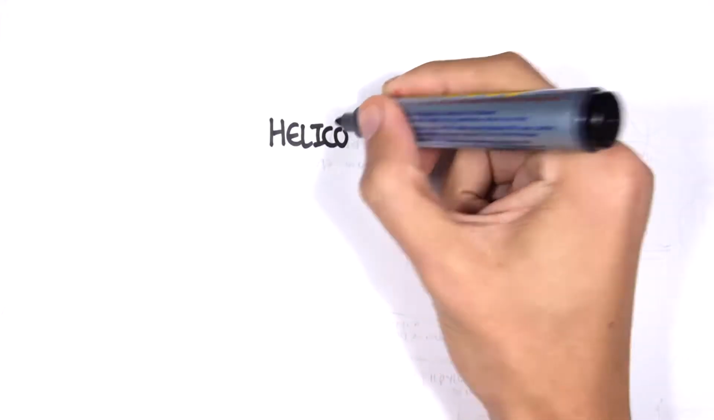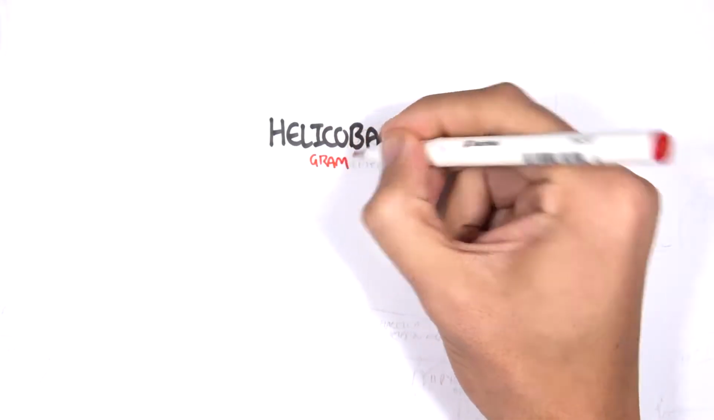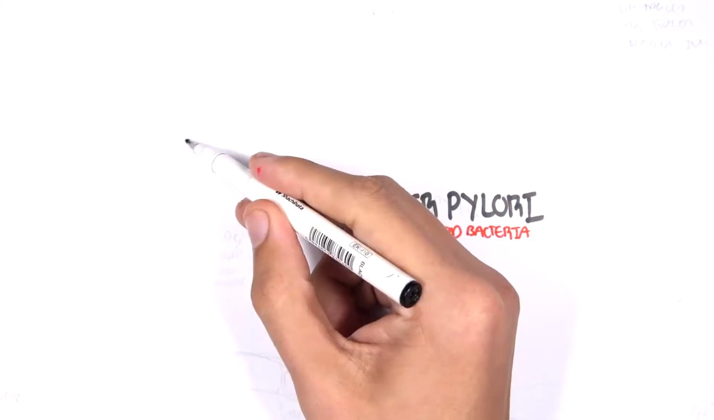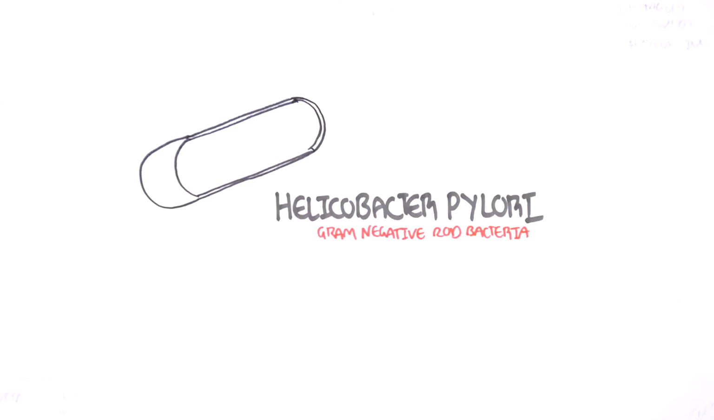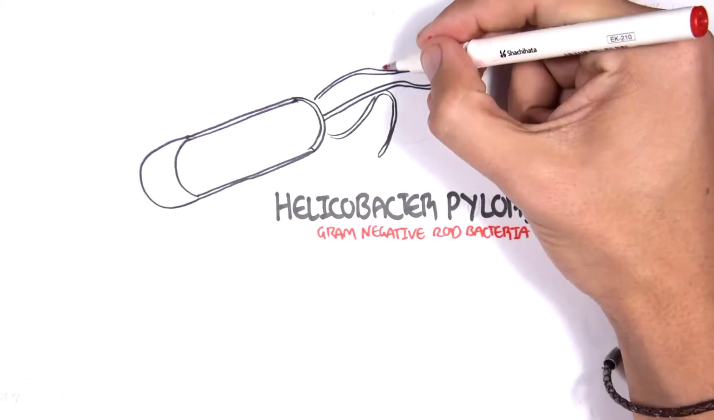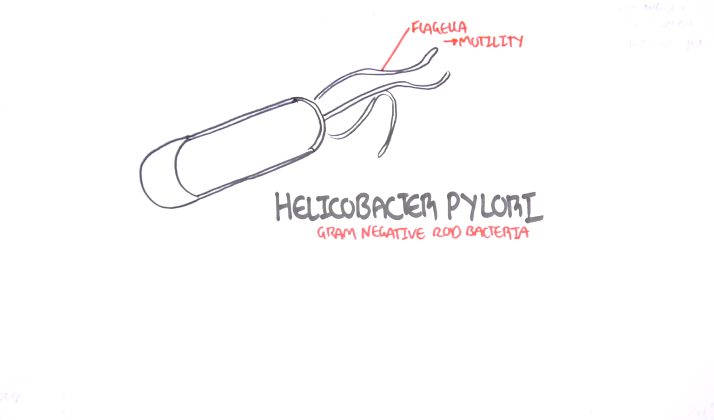In this video, we're going to look at Helicobacter pylori, the bacteria known to cause peptic ulcers as well as duodenal ulcers. Helicobacter pylori is a gram-negative rod bacteria. Here I'm drawing a simplified structure of the bacteria. H. pylori have flagella, which help in motility, in moving around.